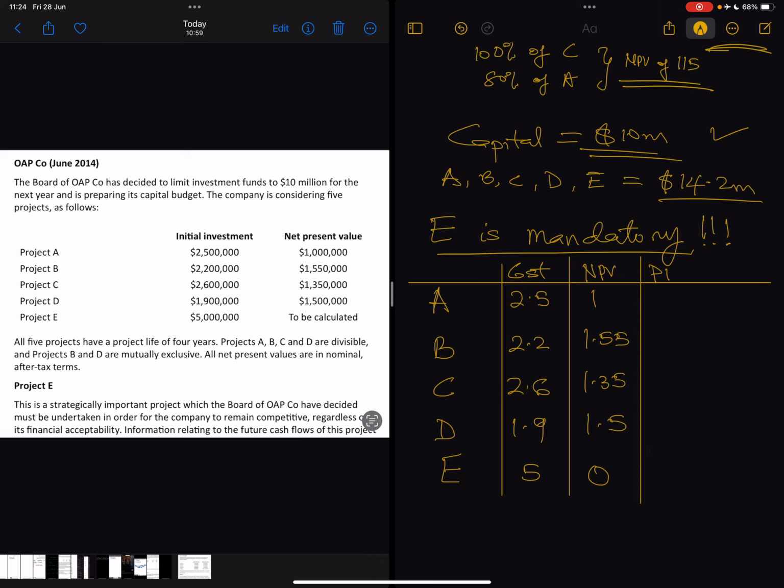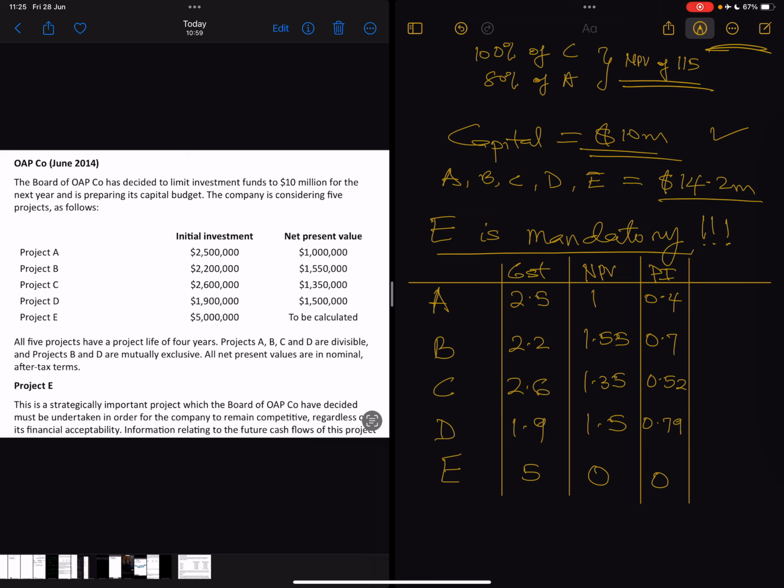Now we need to get our profitability index. Name this as 0. Profitability index is NPV divided by cost, so 1 divided by 2.5. So this is 0.4. 1.55 divided by 2.2, that's 0.7. 1.35 divided by 2.6, that's 0.52. 1.5 divided by 1.9, that's 0.79.